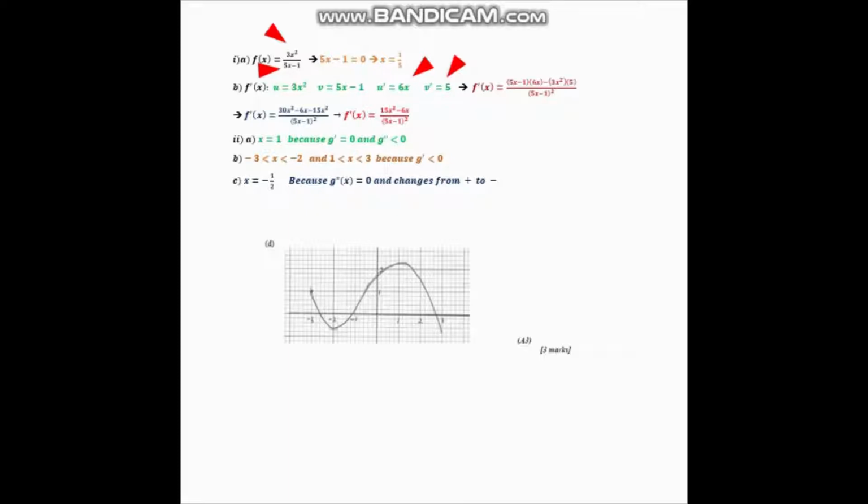So vu dash is 5x minus 1 times 6x, minus uv dash, which is 3x squared times 5, over v squared, which is 5x minus 1 all squared. All that remains for me is to simplify the numerator. The denominator already looks like what I want in my final expression. So I just need to expand and simplify the numerator, and I get this blue expression right there. And when I simplify, I get 15x squared minus 6x in the numerator.